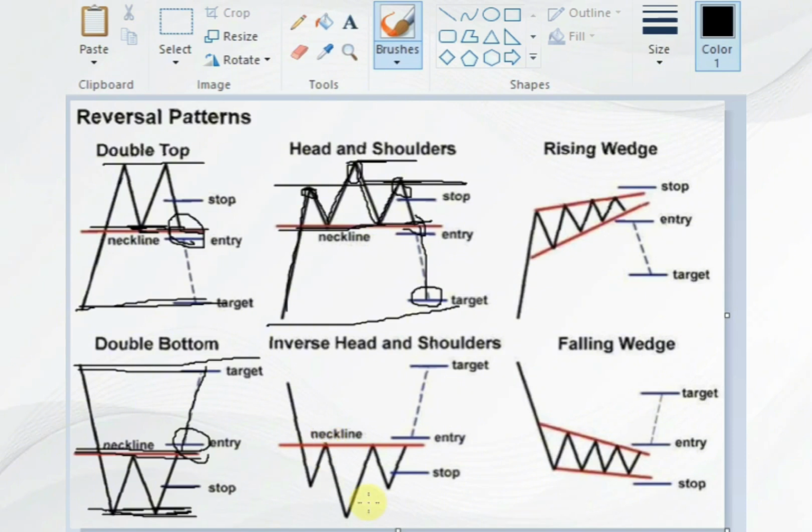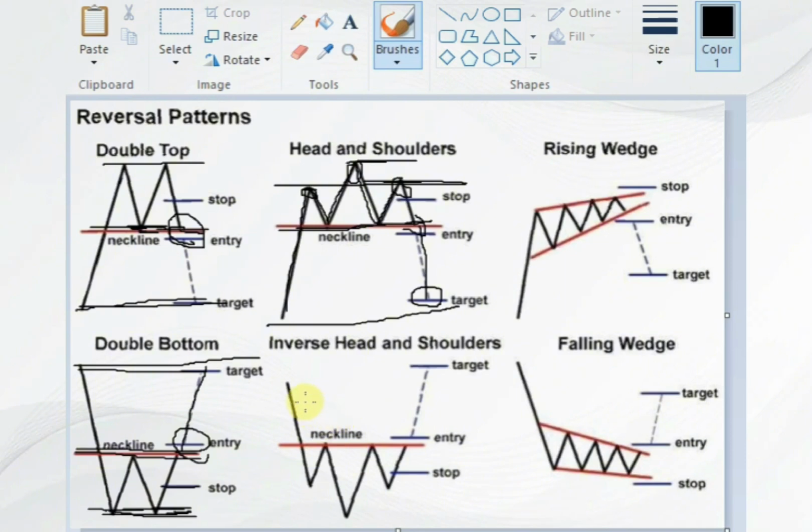So when you come to the inverse head and shoulders pattern, you want to see just the opposite of this one. This is a downtrend. The market was coming to the downside. So this is why they call it a reversal pattern. It was going to the upside and then started reversing back to the downside. That's why it's called a reversal pattern.